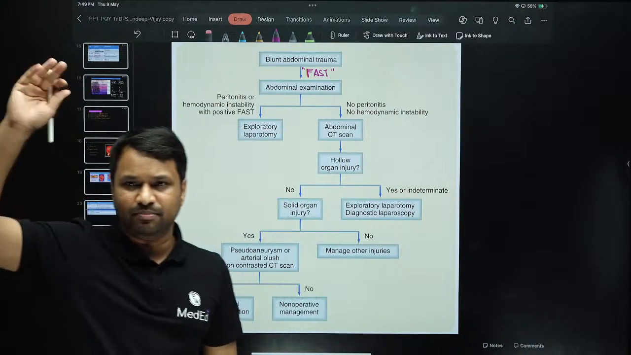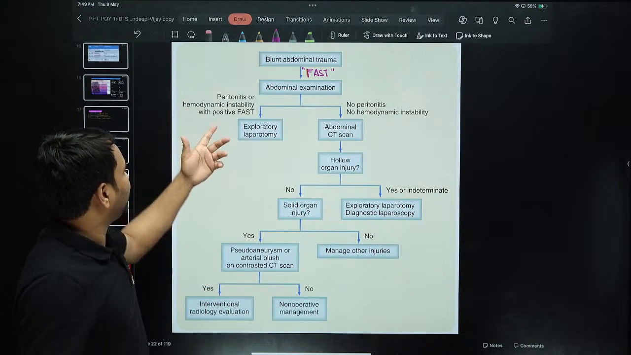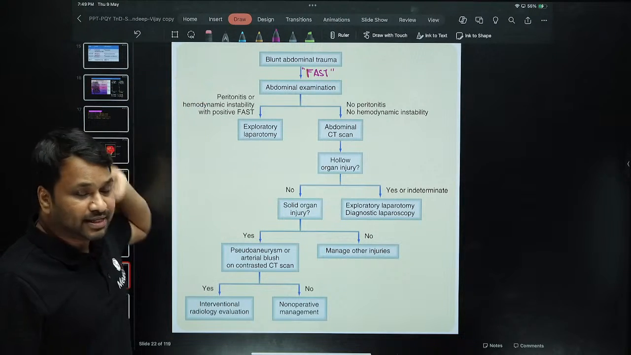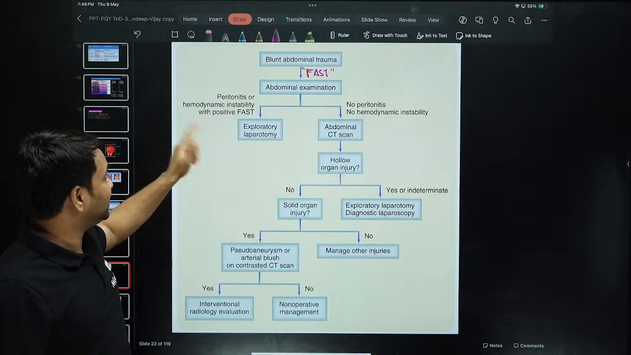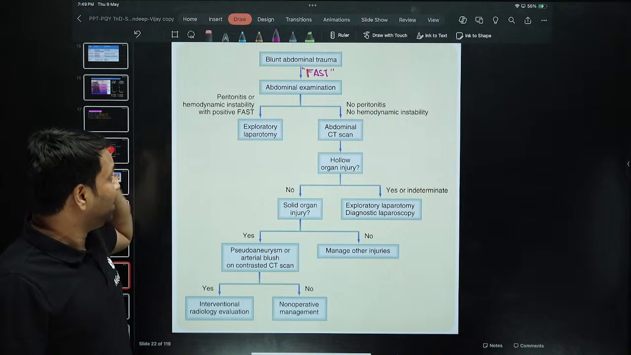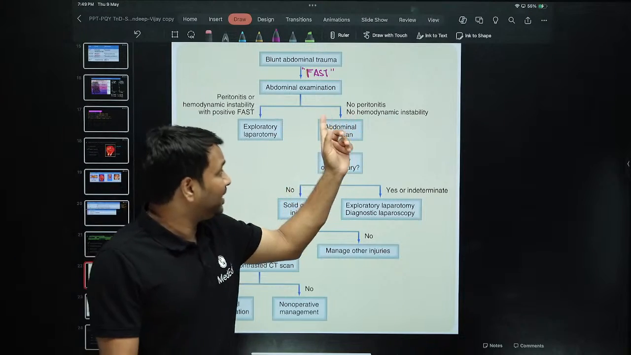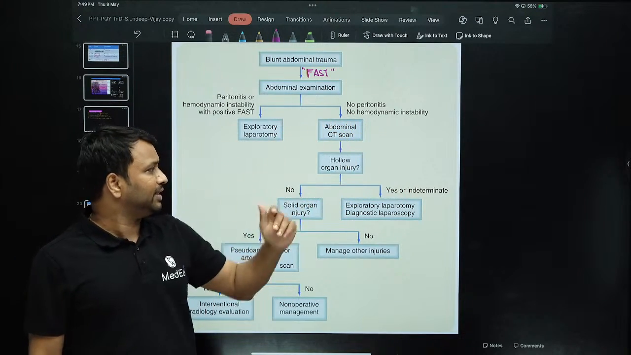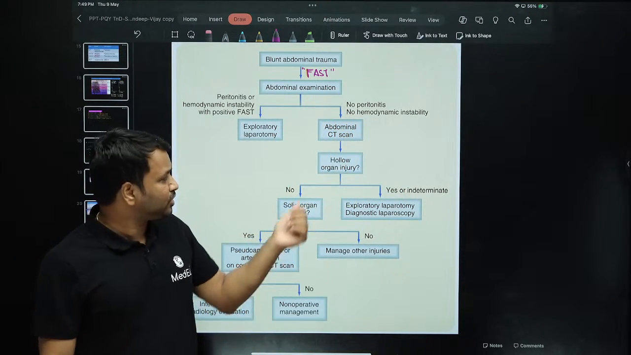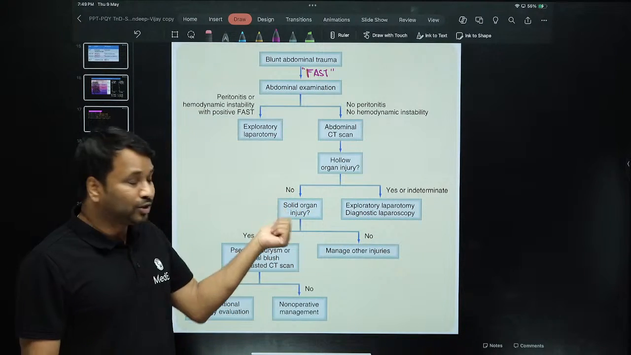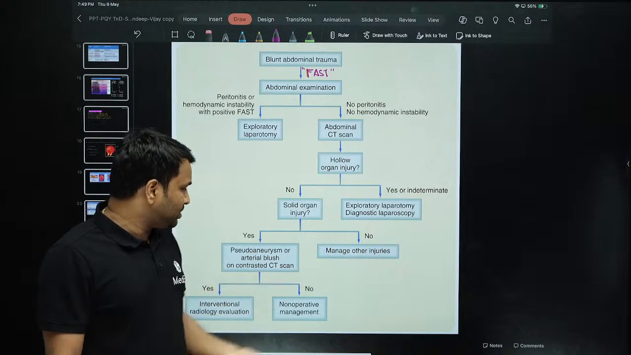FAST positive or FAST negative, we'll see later. Okay, so here: is peritonitis present or not, is the patient stable, is FAST positive. If peritonitis exists, or if the patient is hemodynamically unstable, or if the FAST is positive and the patient is hemodynamically unstable, then you'll go with exploratory laparotomy. No peritonitis, hemodynamically stable, go with CT. In CT you will see whether hollow viscus perforation is present or not. No, then it is fine. Yes, take for exploration. If no, look for solid organ injuries. No, manage the other injuries.